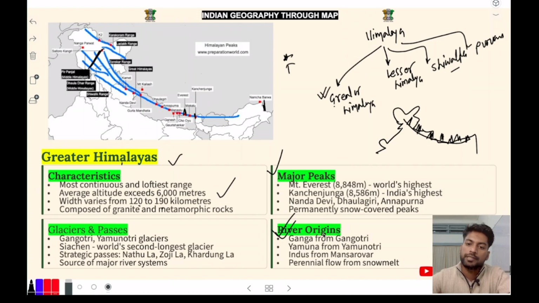Some of the rivers originate from here: Ganga, Yamuna, Indus. These rivers originate from here. Some glaciers are there, and some strategic passes are there. Passes means a way, you can say, between two mountains: Nathula Pass, Zojila Pass, Khardungla Pass. So we'll be discussing all of those.